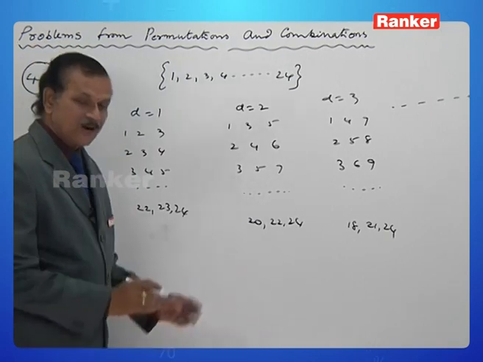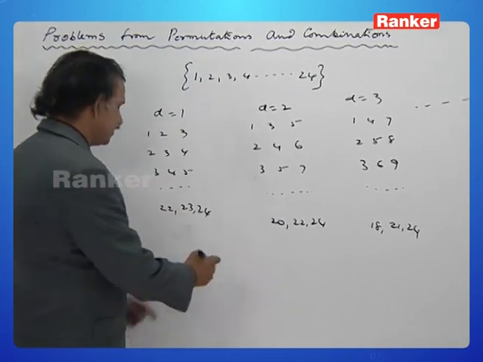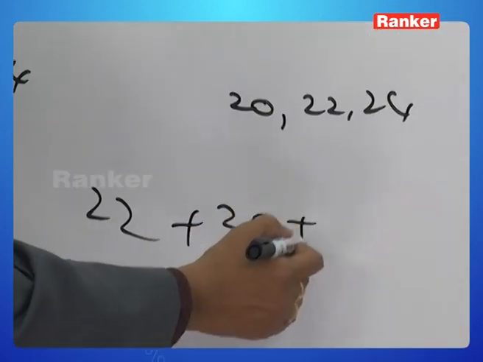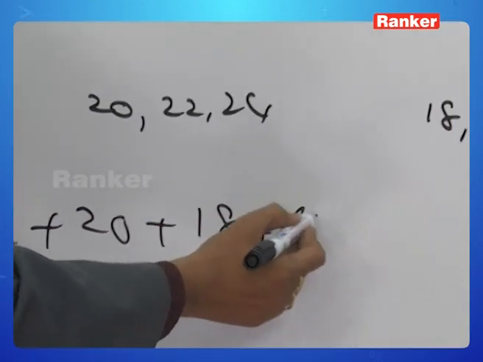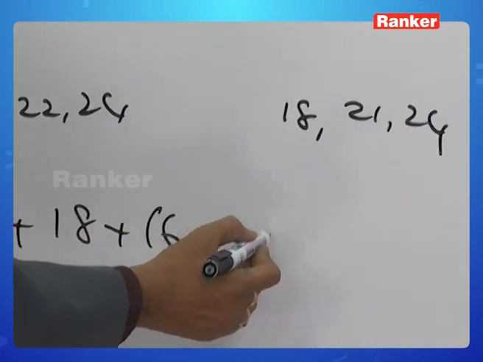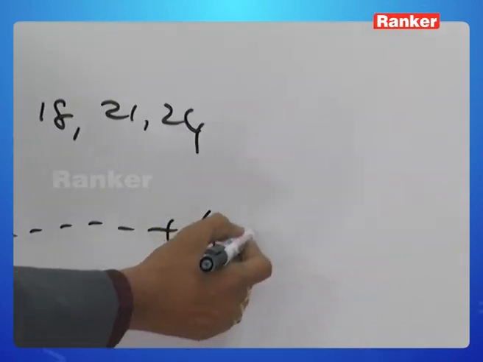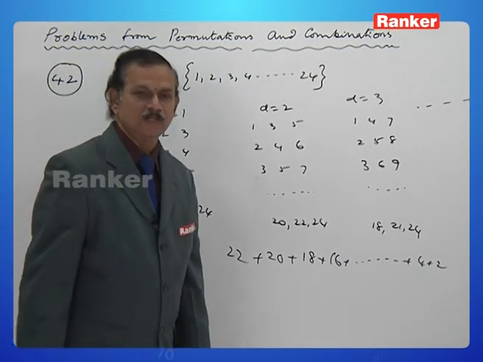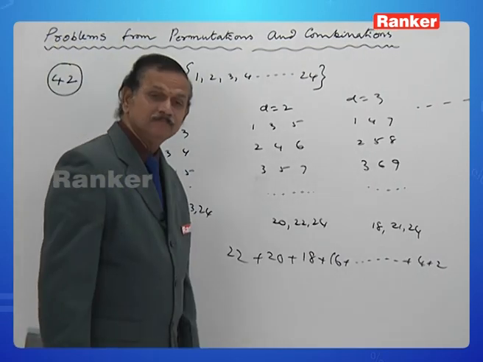Therefore, what is the total number of such numbers? Here it is 22. Here it is 20. And then 18. And then 16. Up to what place can you move? Up to 2 only. This is the total number of such numbers. Now you add all of them.